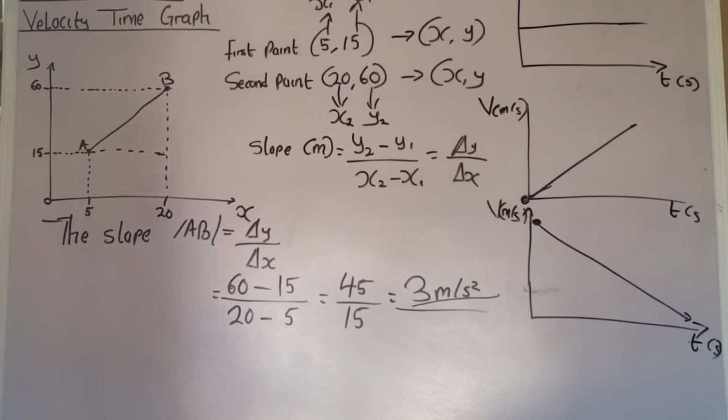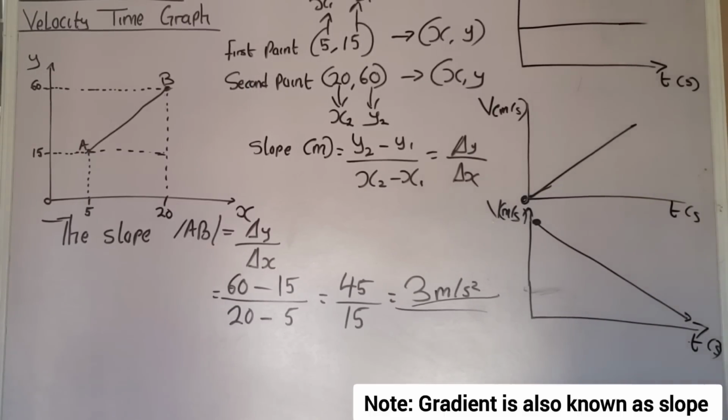That's the uniform acceleration that we're asked to calculate. Now, please pay attention. On a velocity time graph, the uniform acceleration is equal to the gradient. That's the major point I want you to hold. On a velocity time graph, the uniform acceleration A is equal to the gradient or the slope. You understand? The gradient is also the same thing as slope.